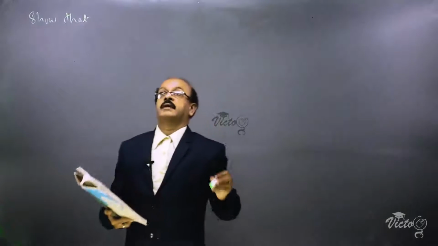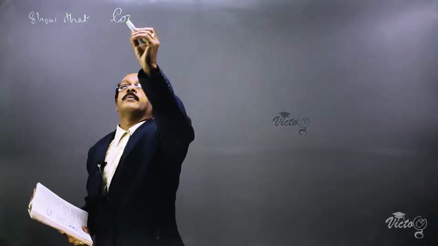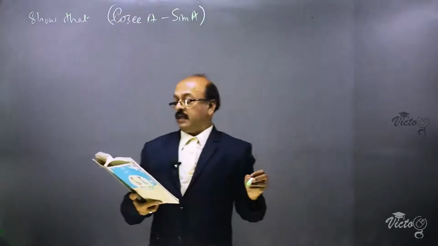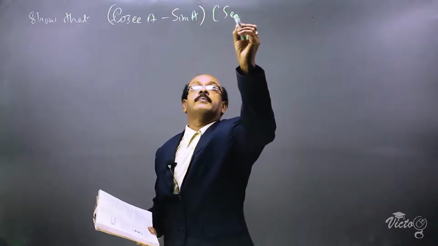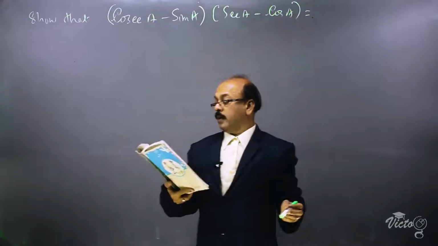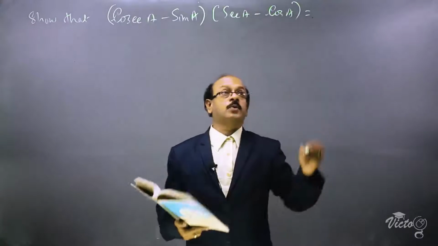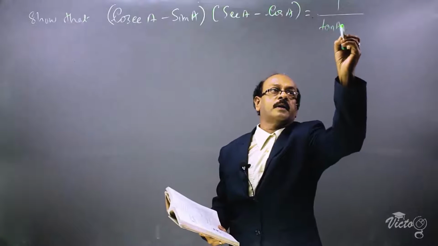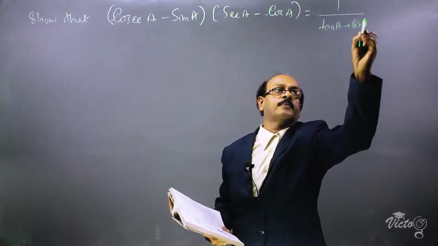Next question is, show that (cosec A minus sin A) into (sec A minus cos A) is equal to 1 by tan A plus cot A. This is the question. Starting with LHS.